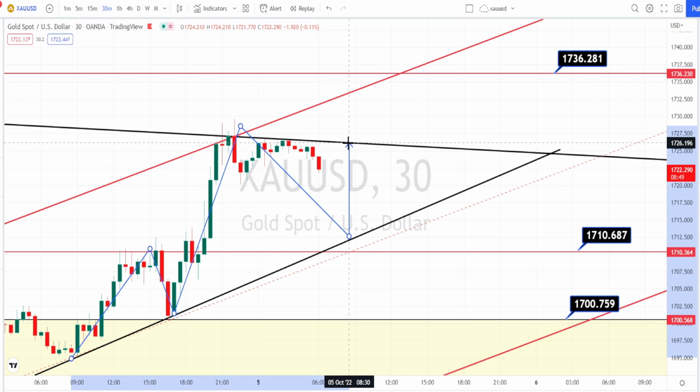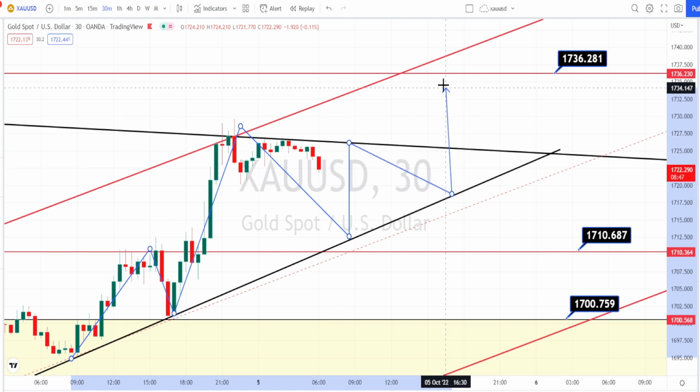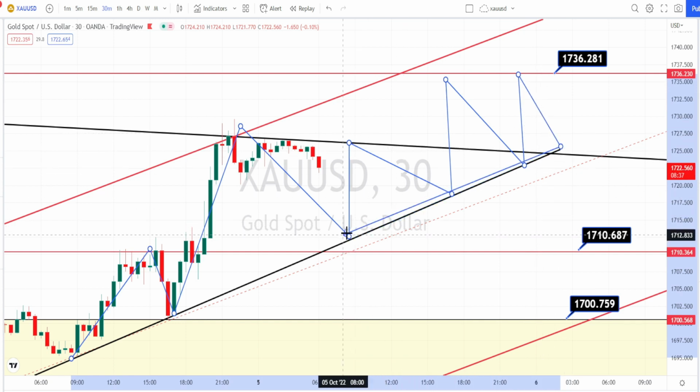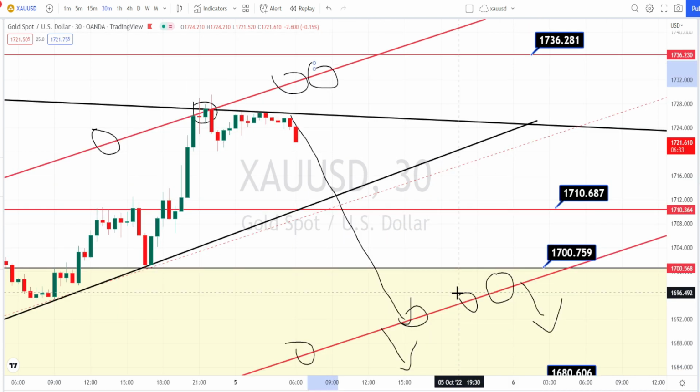As long as the price action is trading above this support line, we can expect the bullish trend to continue in 30 minutes time frame also. Wait for the price action to break this trend line in order to take trades on the bearish side retracement. Let us mark the support and resistance levels.